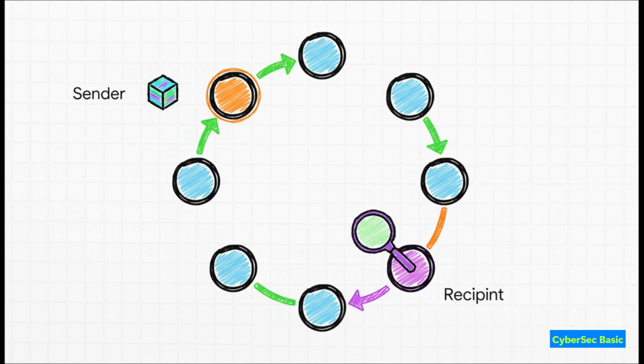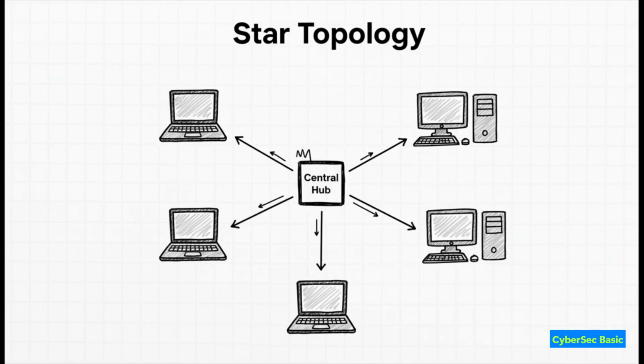A single break in that ring, or even just one computer going down, can bring the whole thing to a grinding halt. Okay, next up is one you've definitely seen before, because it's one of the most common designs out there, especially in modern networks. We're talking about the star topology.